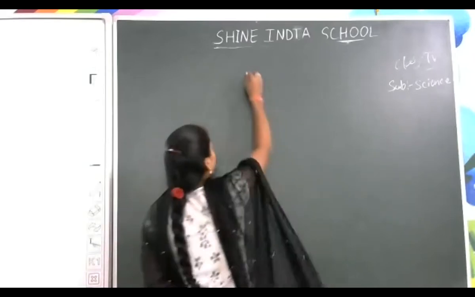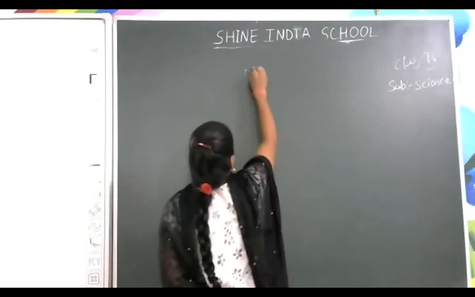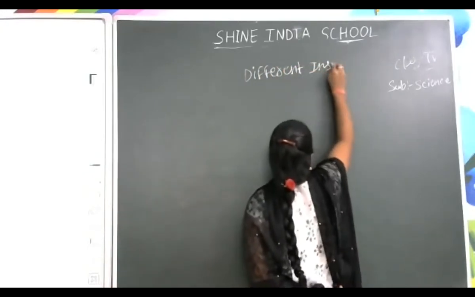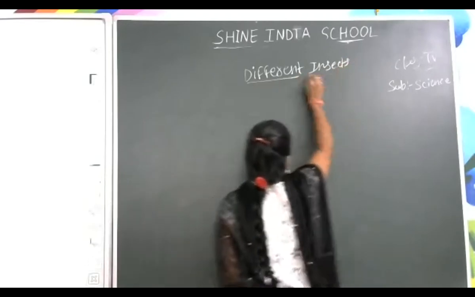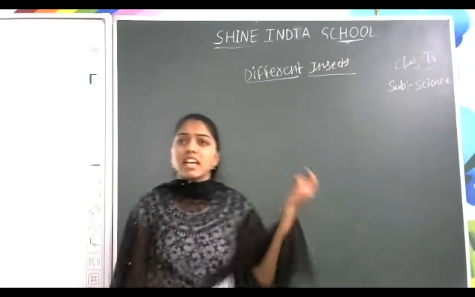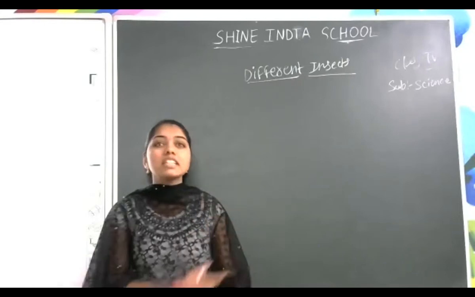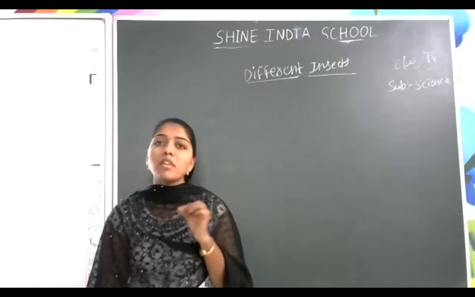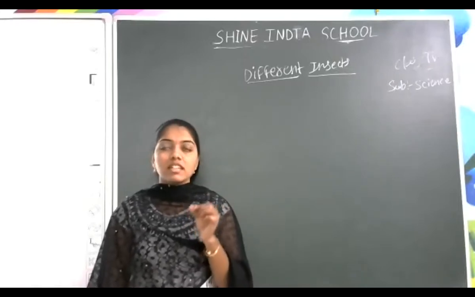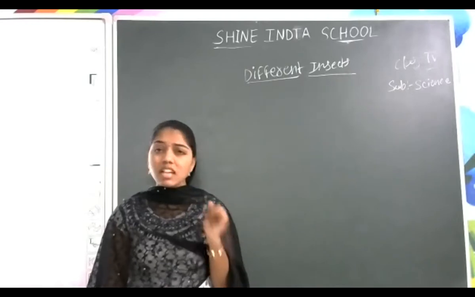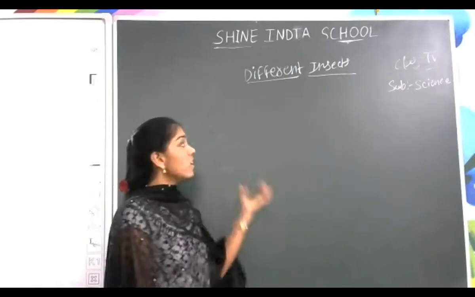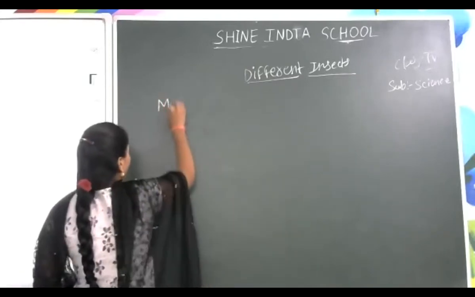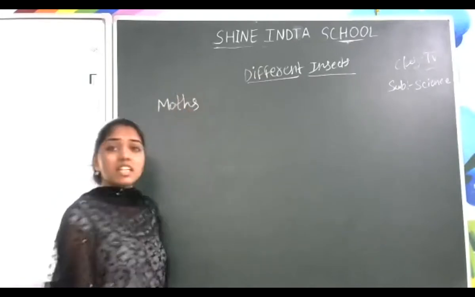What is the topic then? Different insects. Here the insect means not only the flying object. Most of the insects have wings, but some of the insects do not have wings, or do not have legs. So many things will be there. Here we will learn today especially about moths. What is the first one here? Moths. I think you have heard the name moths.